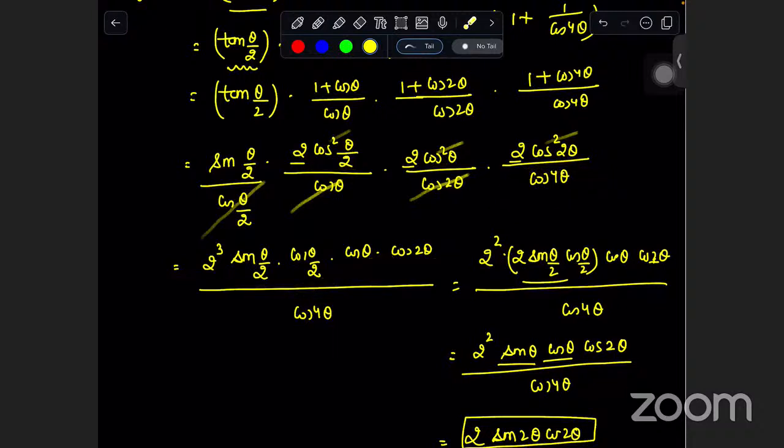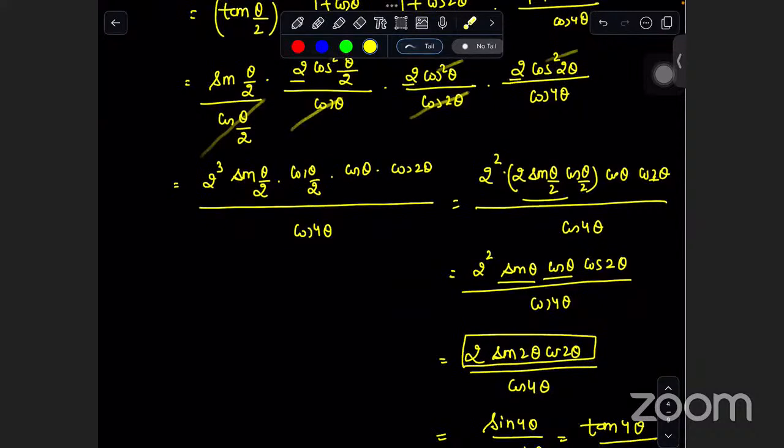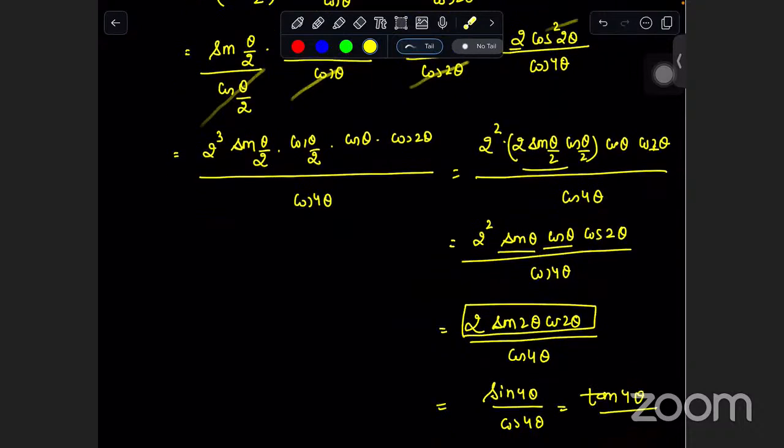All right. Now, 2 cube, 2 square, so I kept as it is. This 2 I left. 2 sin theta by 2 cos theta by 2 into cos theta cos 2 theta upon cos 4 theta. Now again another formula, sin theta is 2 sin theta by 2 cos theta by 2. So 2 sin theta by 2 cos theta by 2 will become sin theta. All right. Then it is cos theta, cos 2 theta upon cos 4 theta.